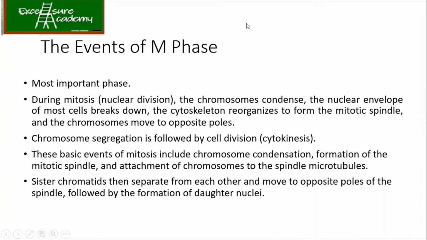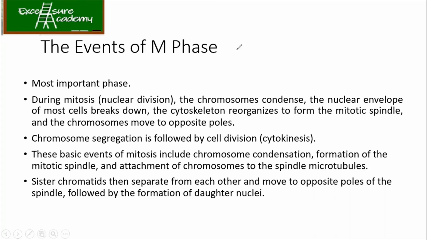Okay, so M phase is the most important phase in the cell cycle. So as we know here, in the M phase, the replicated DNA, this chromatin is going to condense so that it forms the chromosomes. The nuclear envelope will disappear, right? And the cytoskeleton will reorganize to form the mitotic spindle. So remember guys, we have discussed all this.